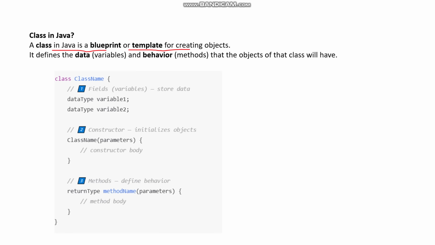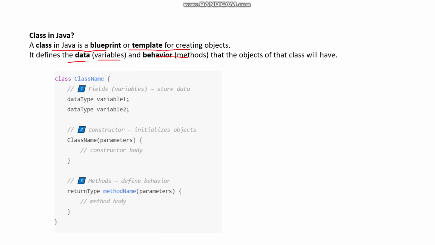the object. To create any object, we need a template or blueprint. That blueprint is called a class. The class defines the data, meaning the variables, and also the behavior, meaning the methods, that the object will have. A class contains the variables as well as the methods.